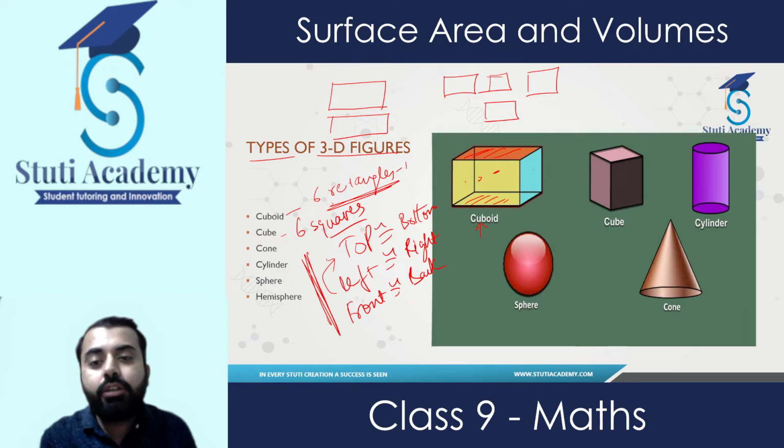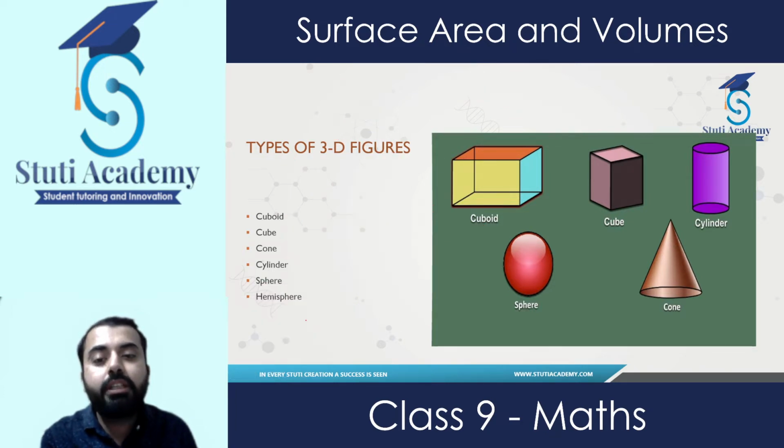So in a rectangle you have length and breadth. That is the case when you want to find the area of any rectangle. But in the case of 3D figures, which I will explain later on, one dimension will be your length, another dimension will be breadth, and this dimension will be height. It will have three dimensions.